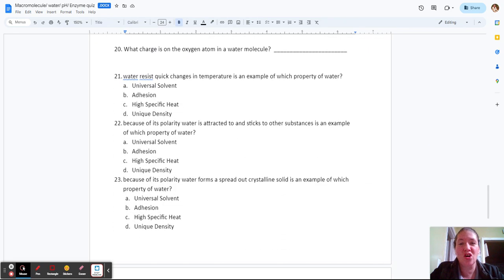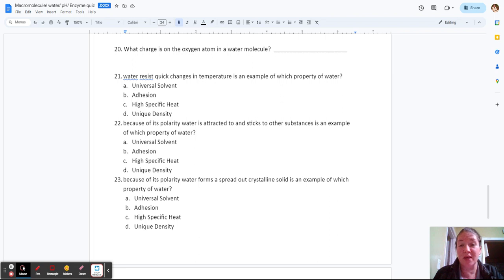All right, so what charge is on the oxygen atom in a water molecule? So remember, our oxygen had those extra electrons. It has the negative charge. All right, so 21, water resists quick changes in temperature is an example of which property? This one is the high specific heat. Our water does not like to change temperature. We call that high specific heat.